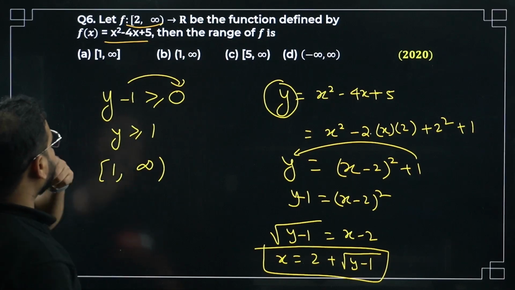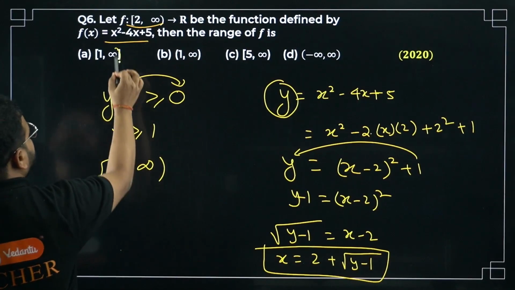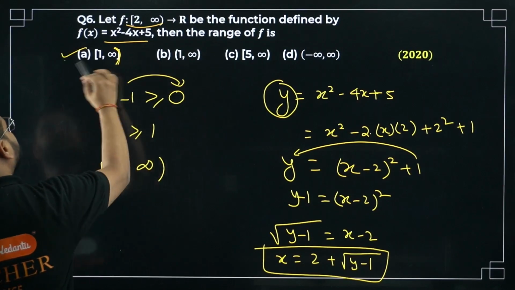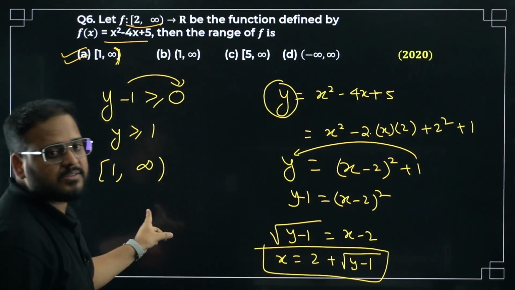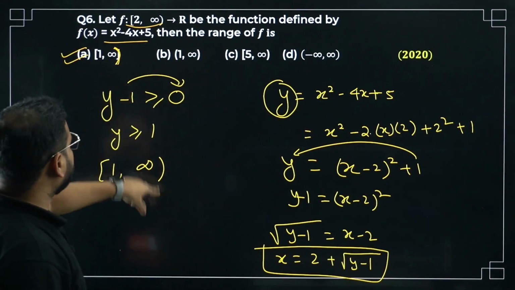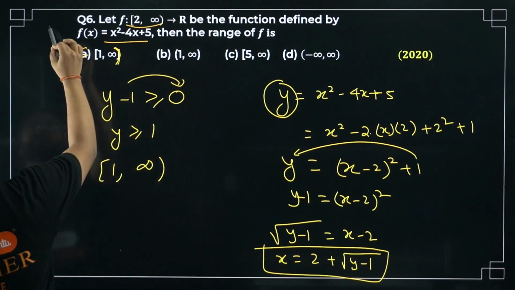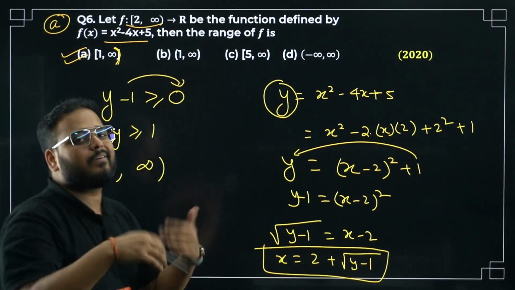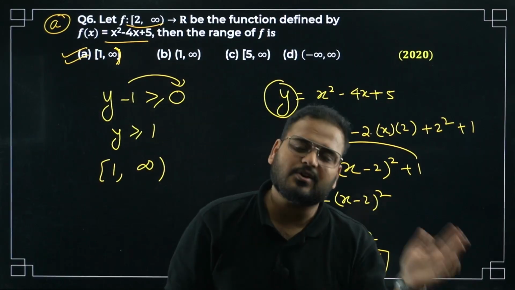Okay, this is incorrect. Actually this has to be open, okay? Infinity can never be closed, right? So option A is correct. Please make this change. 1 to infinity is the right answer. I missed the bracket, but it has to be open. 1 is closed, infinity is open. Infinity can never be closed. You can't define infinity, that's why it's called undefined.